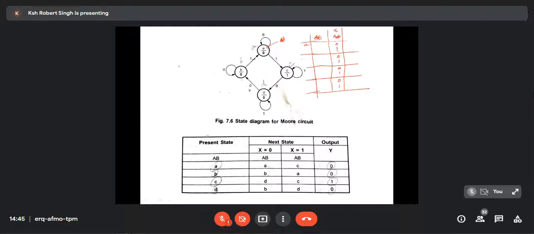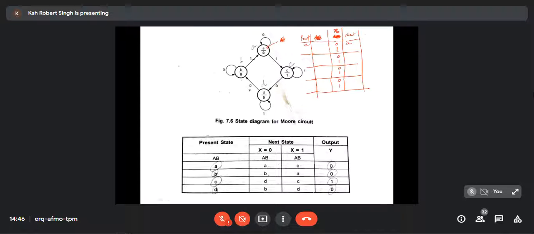When the input X is 0, suppose that this is your next state, it goes to A itself. This is my next state, this is my present state. Because this A, I'm going to represent A by 0, 0, that's why I left this column blank. Because of state assignment, I'm going to assign A as 0, 0. I'll fill it up. So from A, it goes to A when the input X is 0.